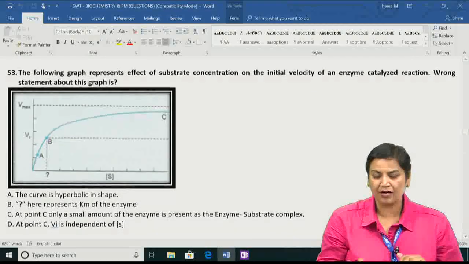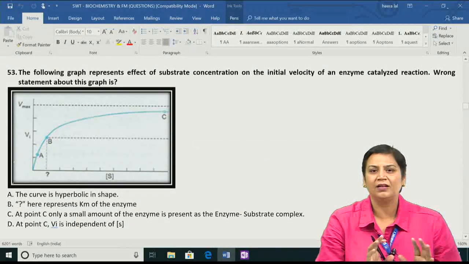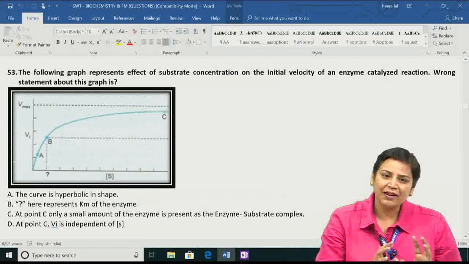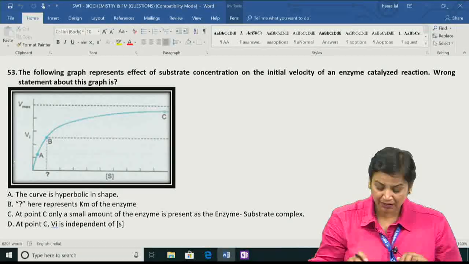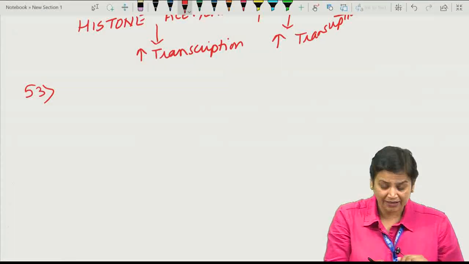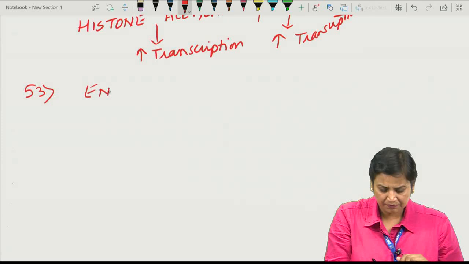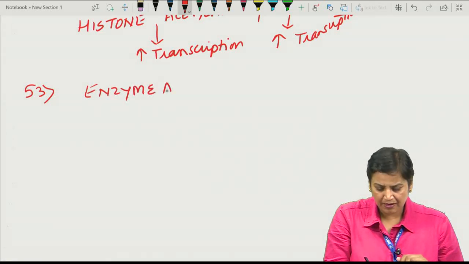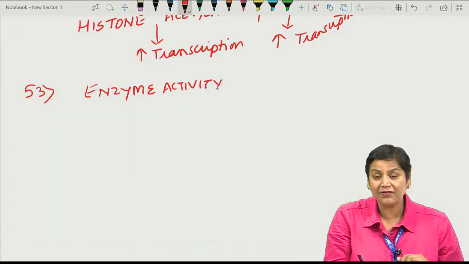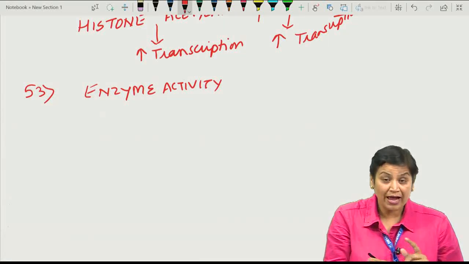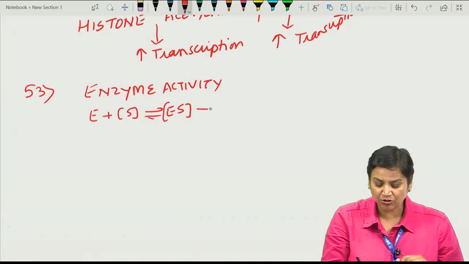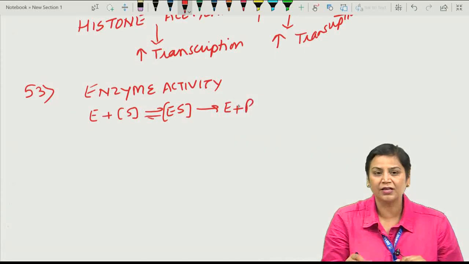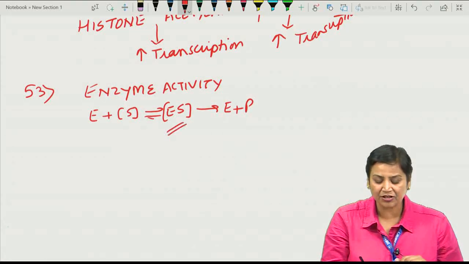Now see the following graph. This is a typical graph of the effect of substrate concentration on the activity of the enzyme. Enzyme activity is clear from the word. How active an enzyme is means how actively that enzyme can combine with the substrate, forming the enzyme-substrate complex, which dissociates to form the enzyme and the product. How actively this reaction goes.